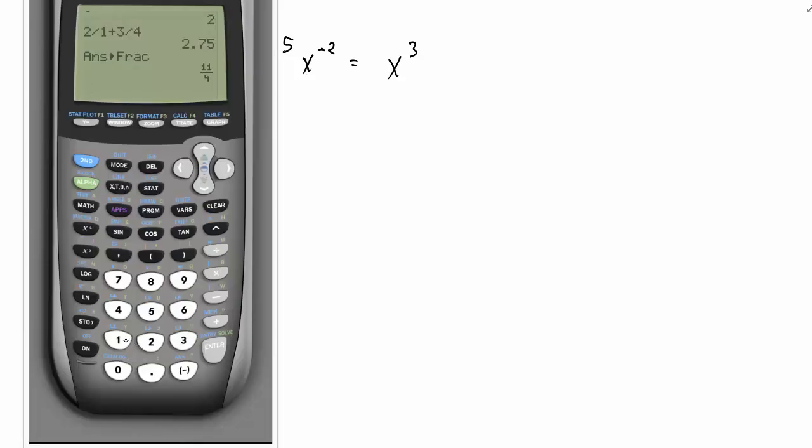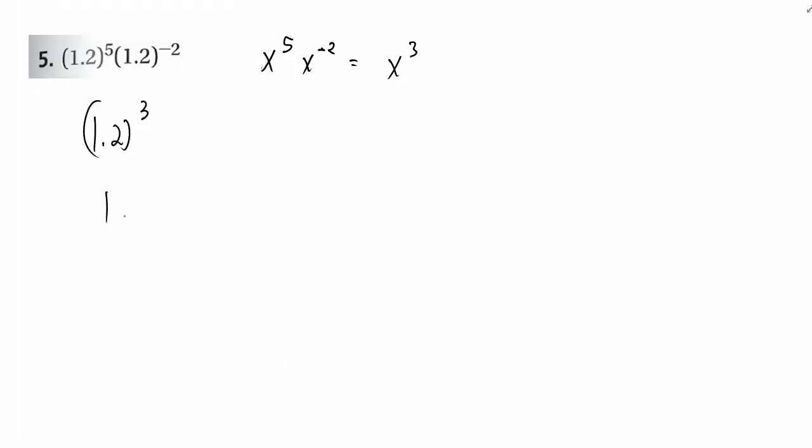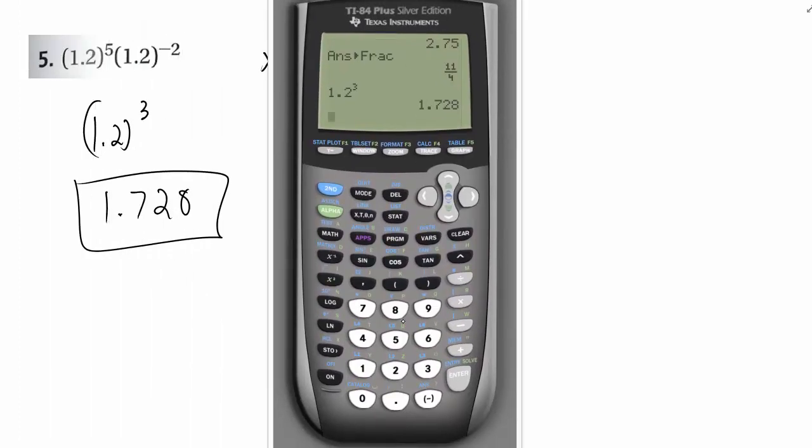For number 5, notice how we have the same base, and they're raised to different exponents. So we could think of this as x to the 5th times x to the negative 2, which would give you x to the 3rd. So whatever your base is, that's the base to the 3rd power. So there's your answer in exponential form. And if you want to calculate what that is, 1.2 to the 3rd power, you get 1.728.